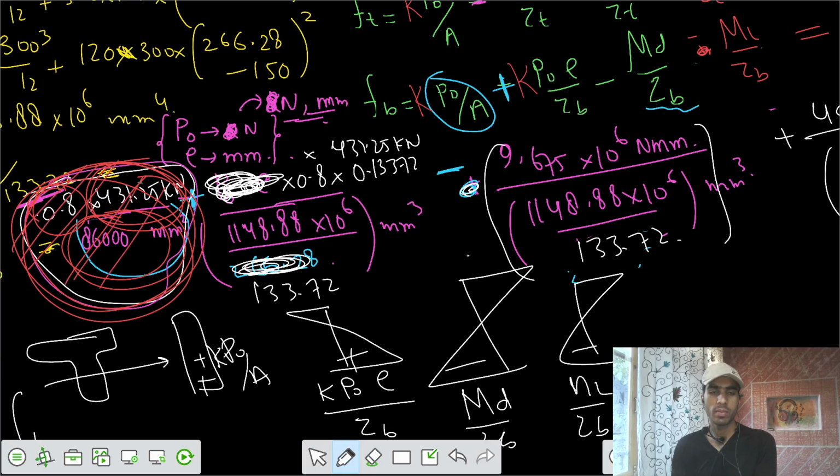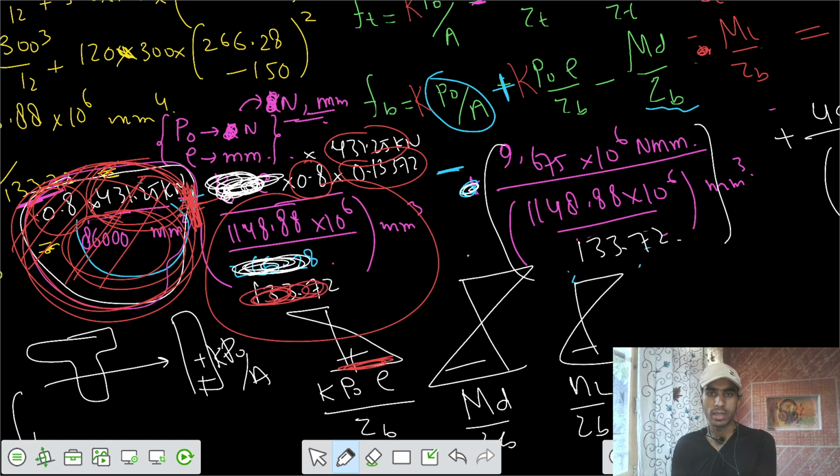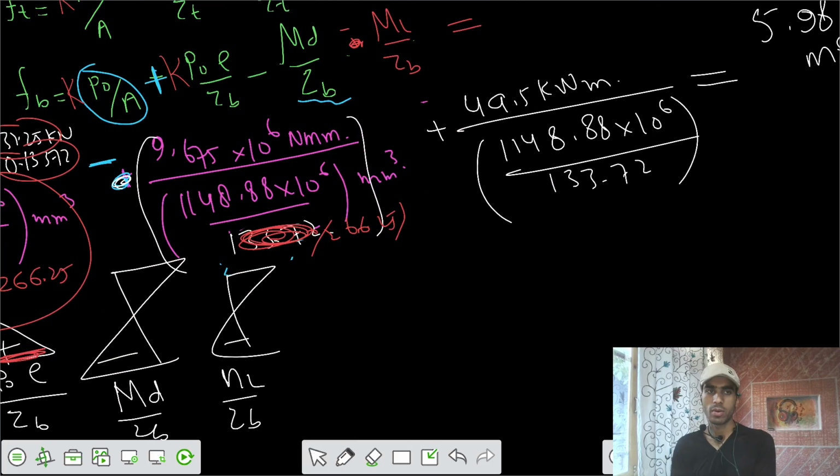First part is same. After that we have to add, so we have to write plus for the second case. So after that we have k times p naught e by z bottom. Here the z bottom is changed, because y bottom is different, so 266.25. And for the third one, we also have to change that to 266.25, and all the stuff is same.